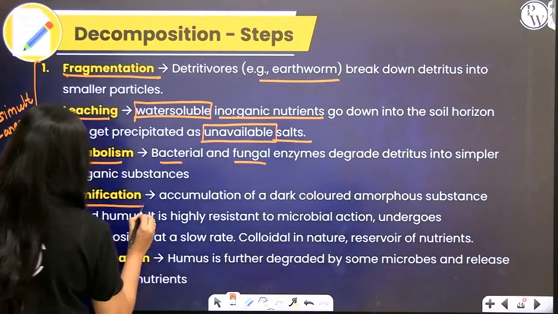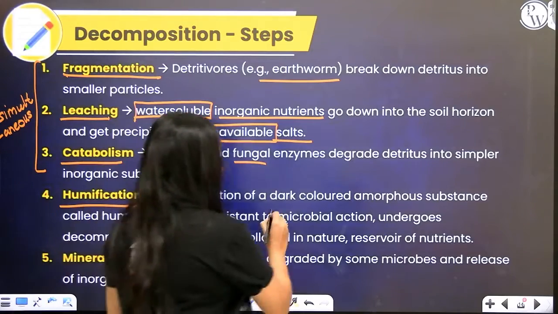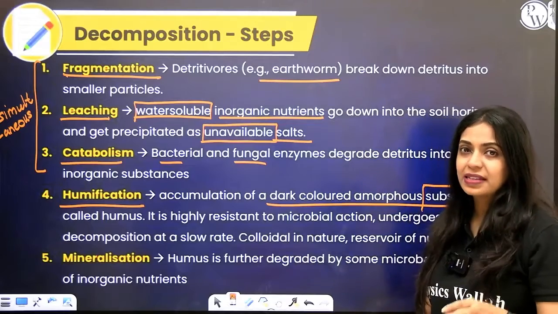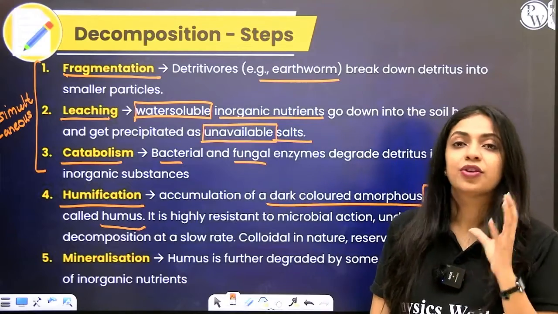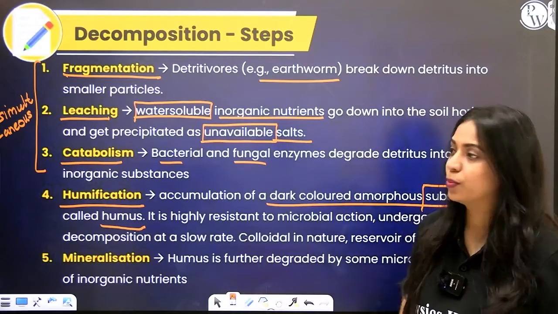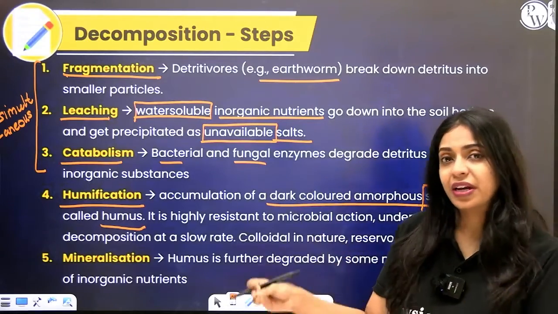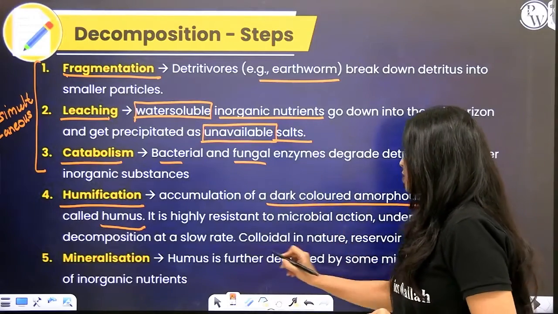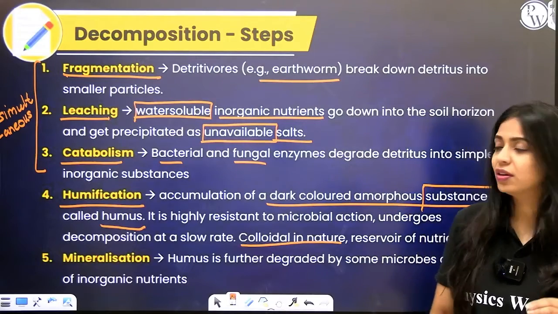Next we have humification. As all of these processes are simultaneously occurring on the detritus, a dark colored amorphous substance forms and accumulates, and this substance is called humus. Now this humus is highly resistant to microbial activity. It will undergo decomposition at a very slow rate because it is resistant to microbial activity. It is colloidal in nature. This humus will act as a reservoir of nutrients.